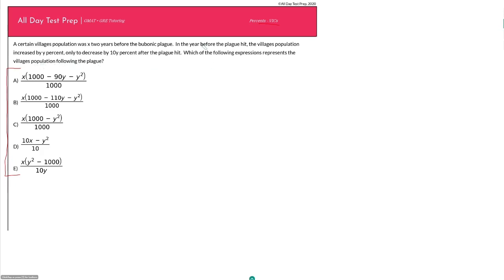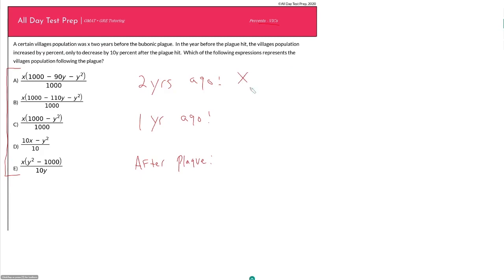It sounds a lot like our percent increase, decrease questions from before. We have our population from 2 years ago, so that's 2 years before the plague. Then we had our population 1 year before the plague. Then we have what we're looking for, which is our population right after the plague. So it says 2 years ago, our population was X.